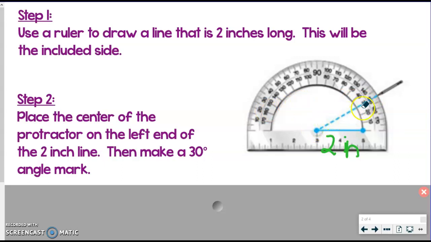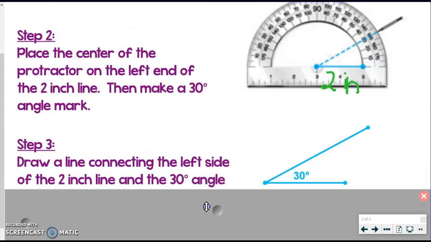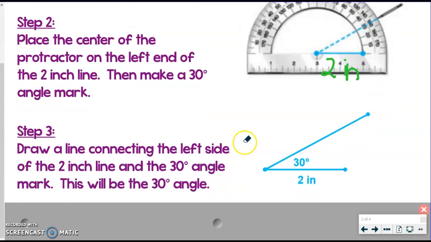And so you just match that up, you make a little mark, and then you can use this straight edge to draw that line. So that creates our 30-degree angle there. Okay, so that would be the start of what we would do.